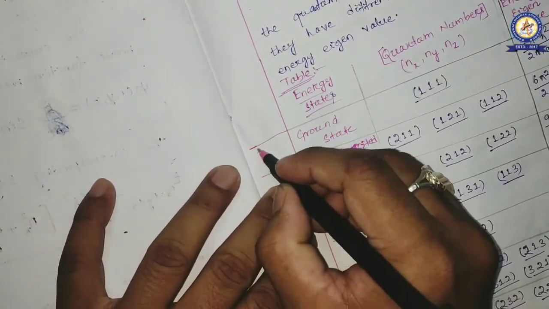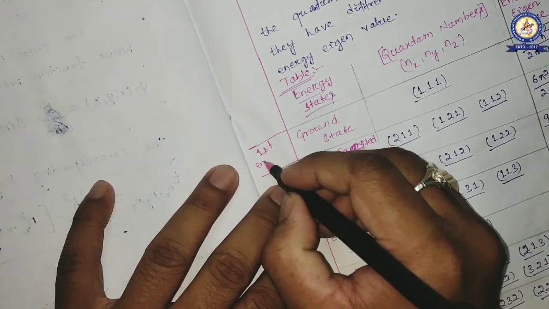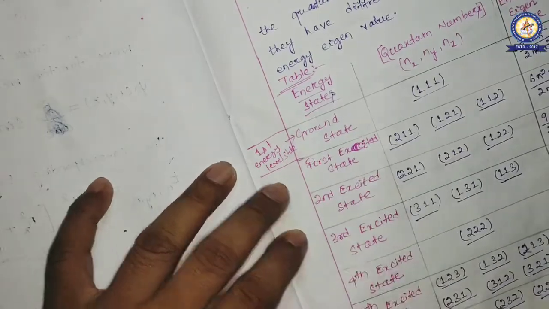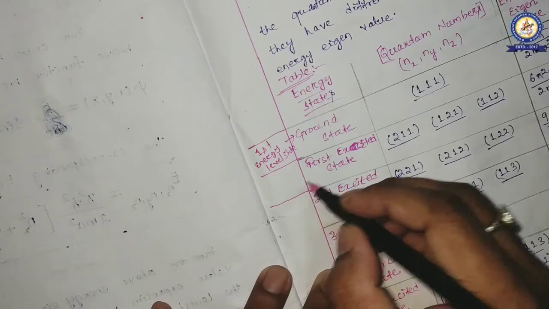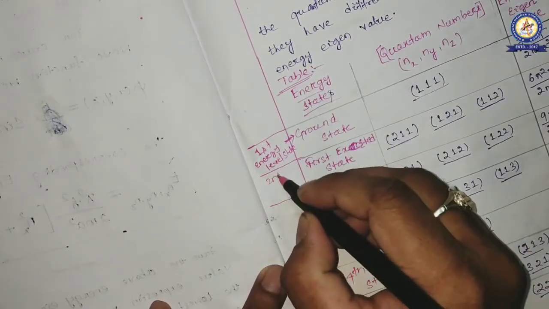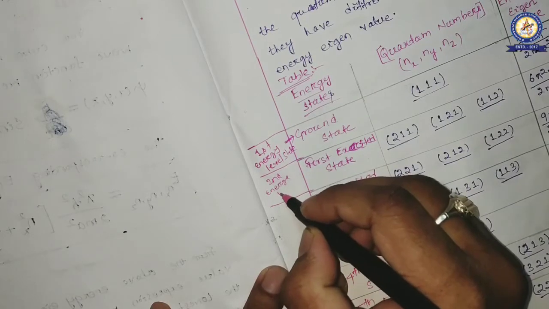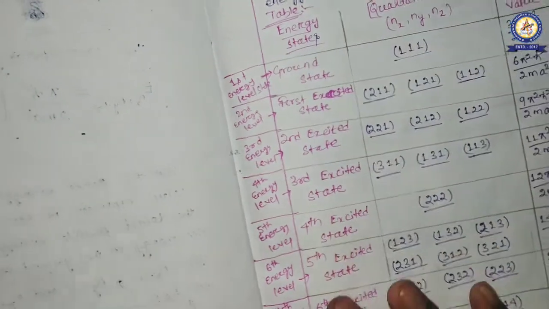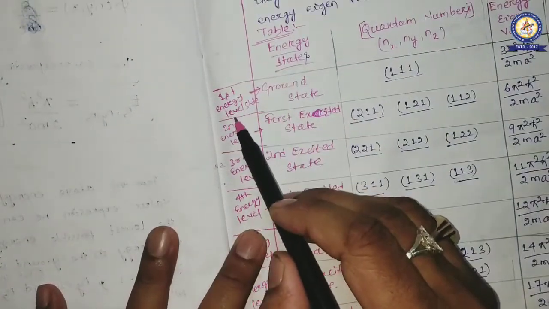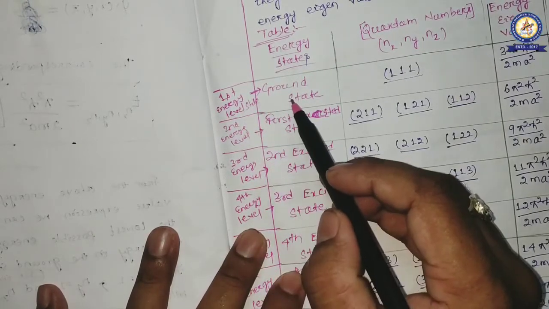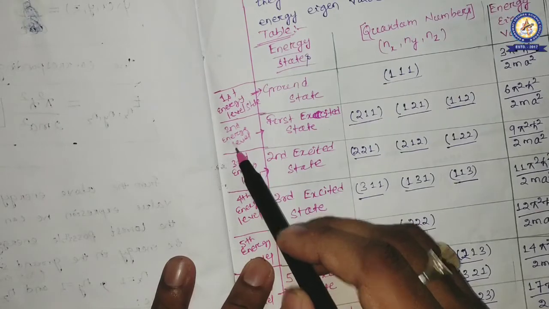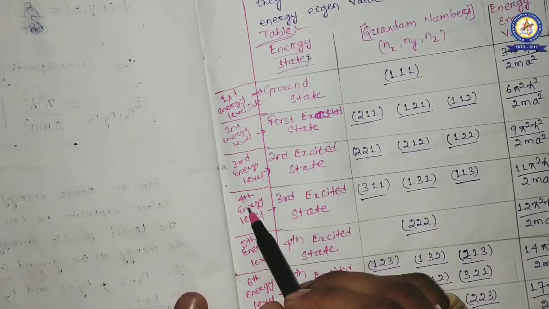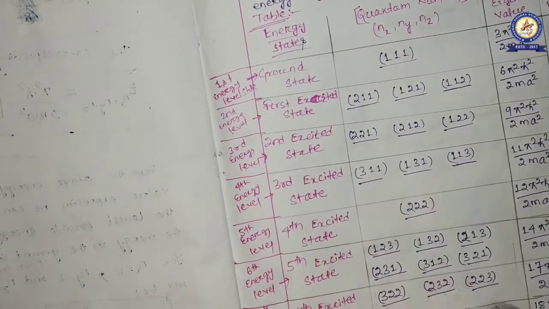Remember always that the first energy level is your ground state. This is the first energy level or state, which is called the ground state. This is your second energy level or first excited state. Okay, you just add another column here. The first energy level or state is called the ground state. The second energy level or state is called the first excited state. The third energy level is called the second excited state. The fourth energy level is called the third excited state, and so on, right?